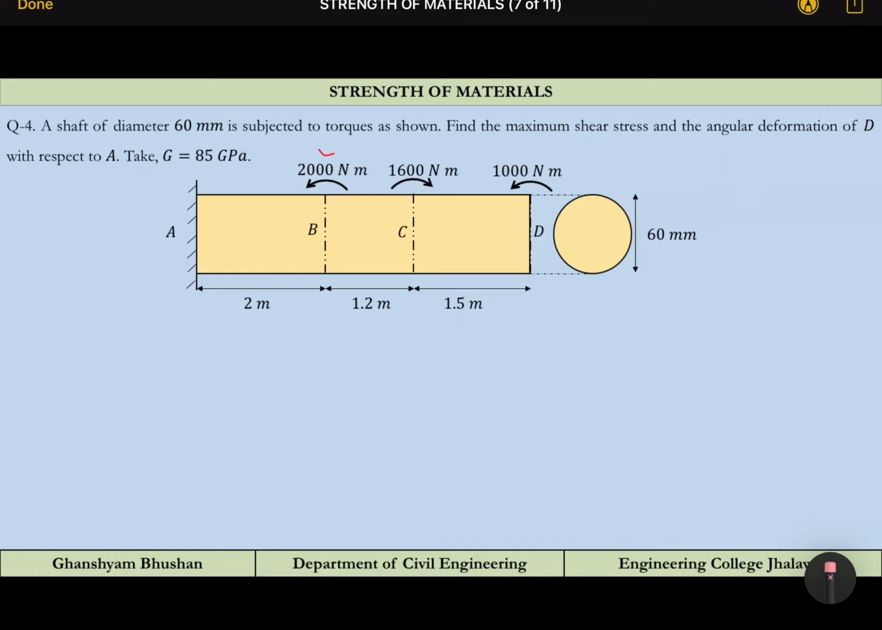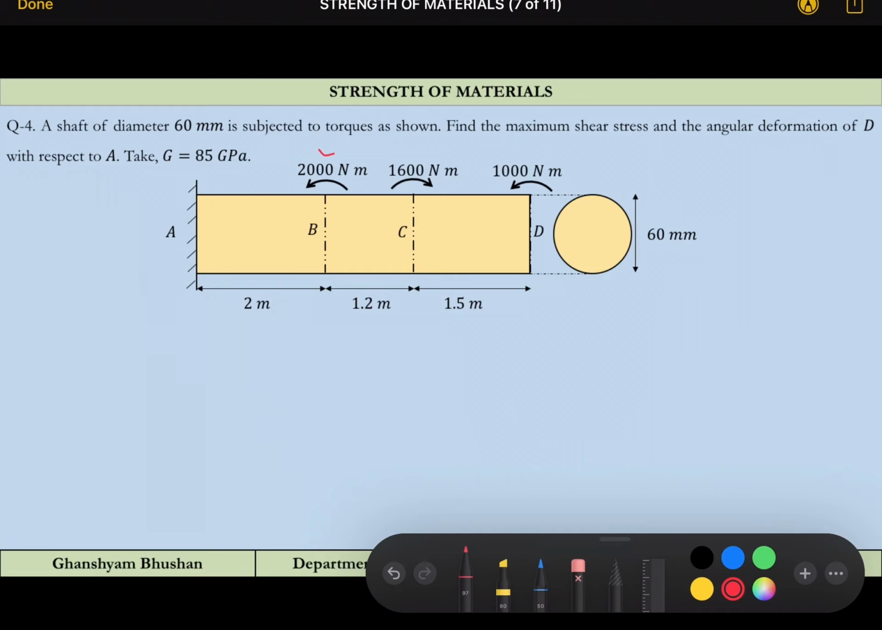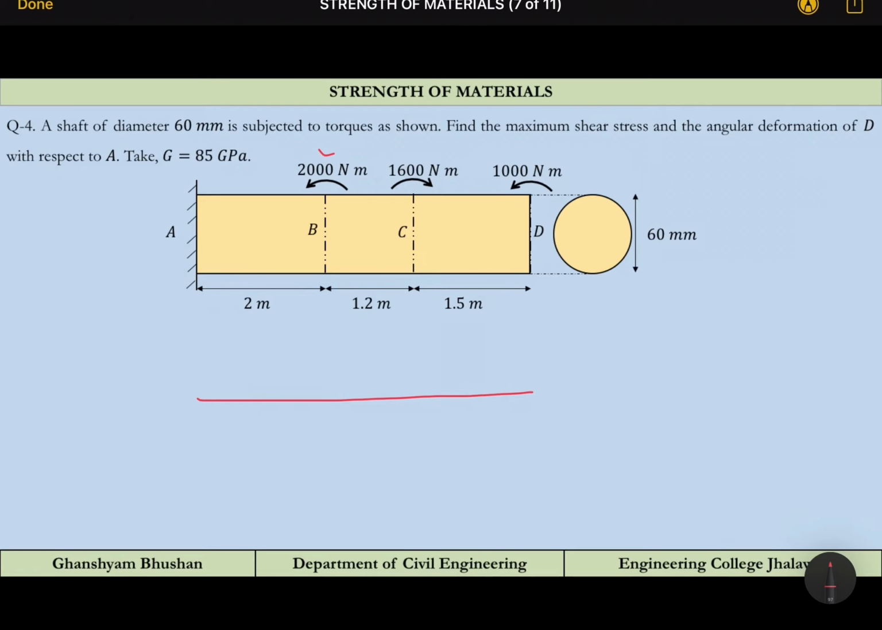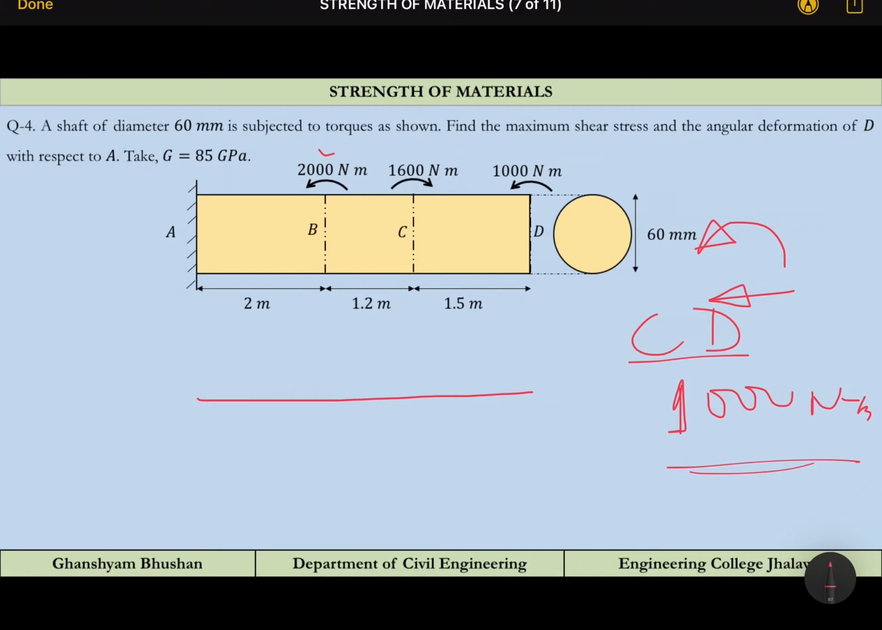So how can we solve it? Section by section we have to see. In section CD only 1000 Newton meter is there, and it is directed towards the section. If you move your fingers in the direction of the torque, the thumb is indicating towards the section. So here it is minus 1000, that is fine.